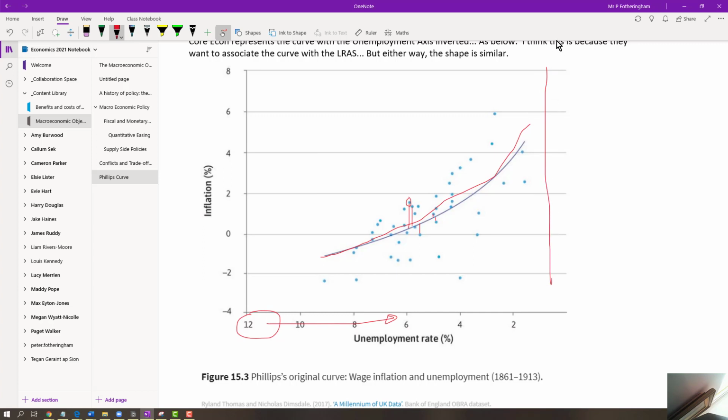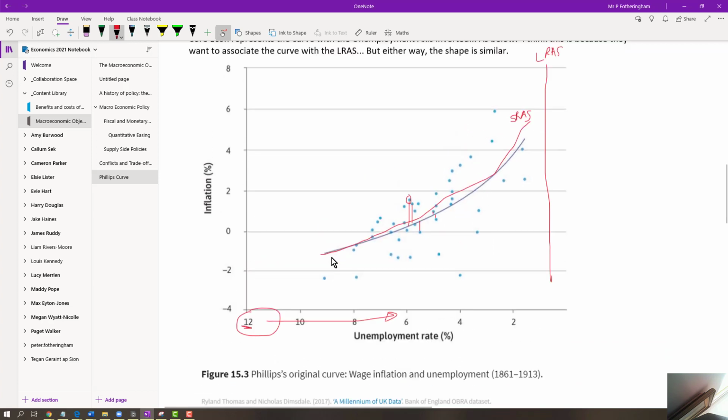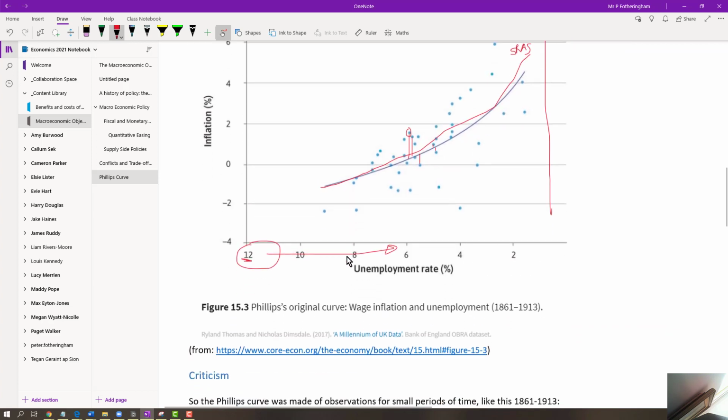Remember the long run aggregate supply and the LRAS here, that one? And we decided that there was also the SRAS, and I think they're trying to draw a relationship between the Phillips curve and the SRAS. I haven't sorted out in my mind whether that's legitimate to do or not, but certainly the Core Econ text has done this, and it's valid because they made the axis start at 12 and get smaller. So if you're wondering why that's happened, I can't come up with an answer just yet. If you can come up with an answer for me, that would be cool.